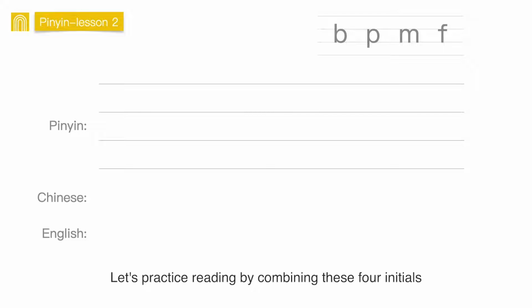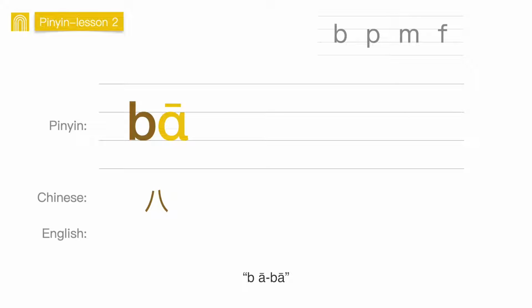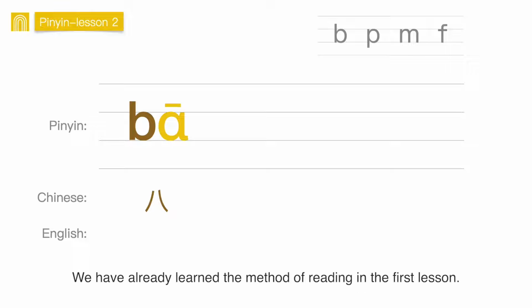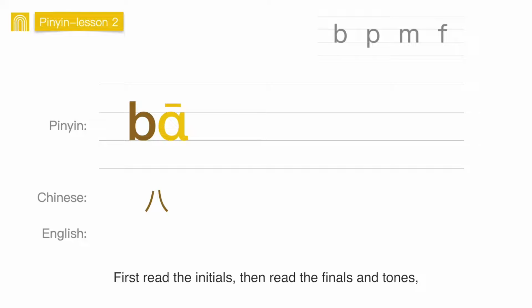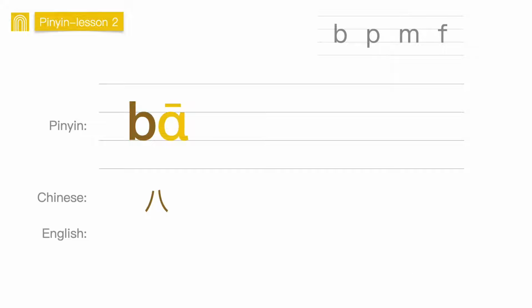Let's practice reading by combining these 4 initials with the finals and tones we learned in the first lesson. Bo, a, ba. We have already learned the method of reading in the first lesson. First, read the initials. Then, read the finals and tones. And then, combine the 2 parts. Read after me. Bo, a, ba. Ba means number 8 in English.